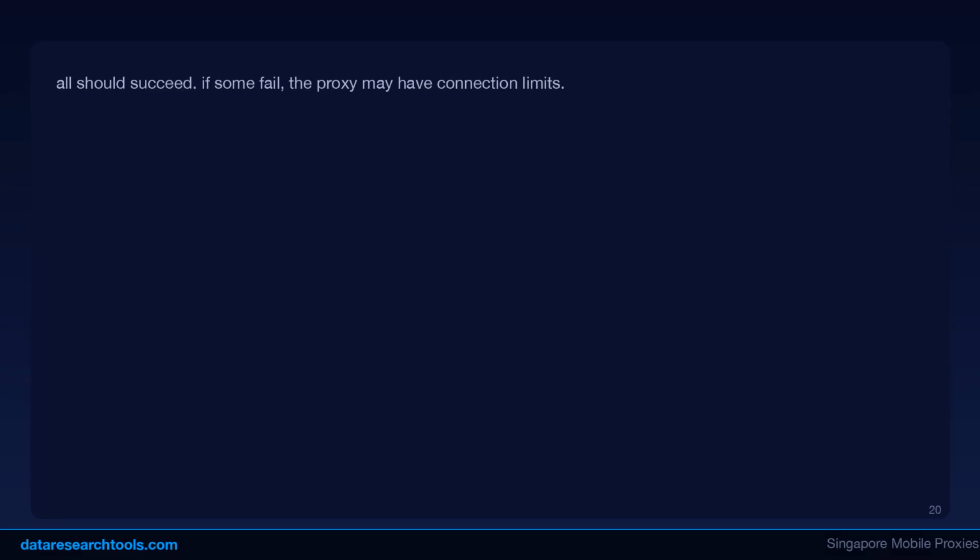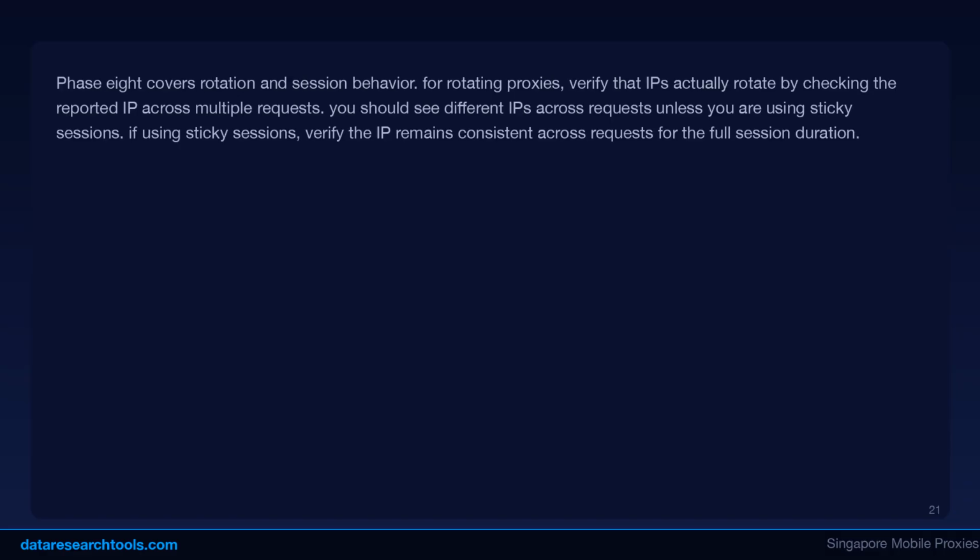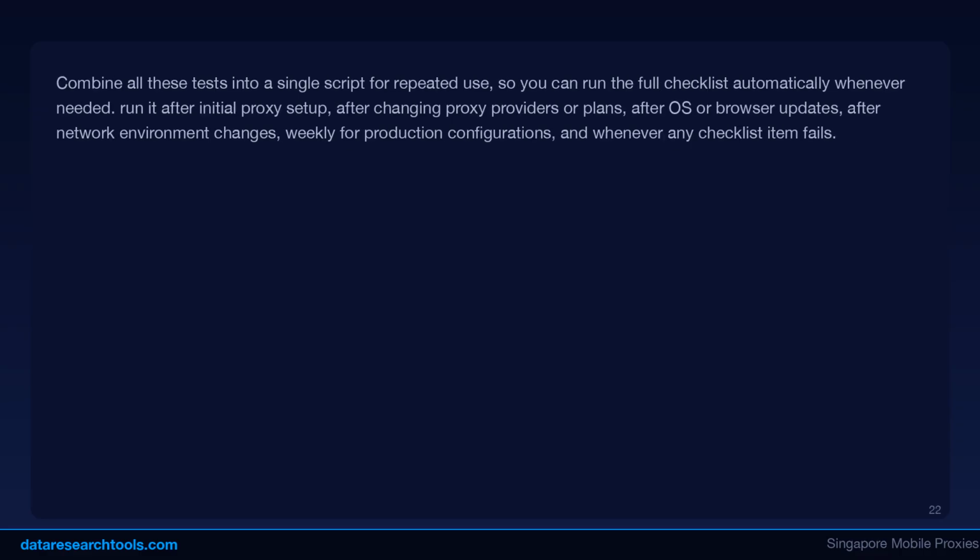Phase 8 covers rotation and session behavior. For rotating proxies, verify the IPs actually rotate by checking the reported IP across multiple requests. You should see different IPs across requests unless you are using sticky sessions. If using sticky sessions, verify the IP remains consistent across requests for the full session duration.